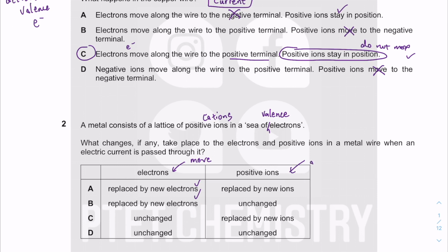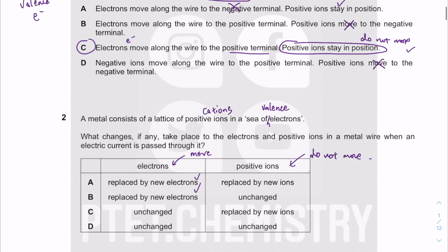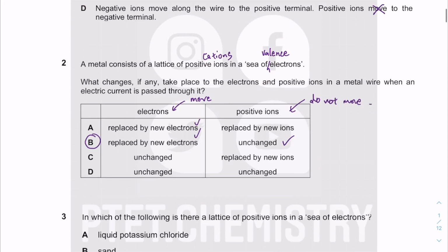The positive ions do not move. So based on what we said previously, it's the current that is the flow of electrons, not the cations. So the cations do not move. If they do not move, they remain unchanged. So option B is the answer there.